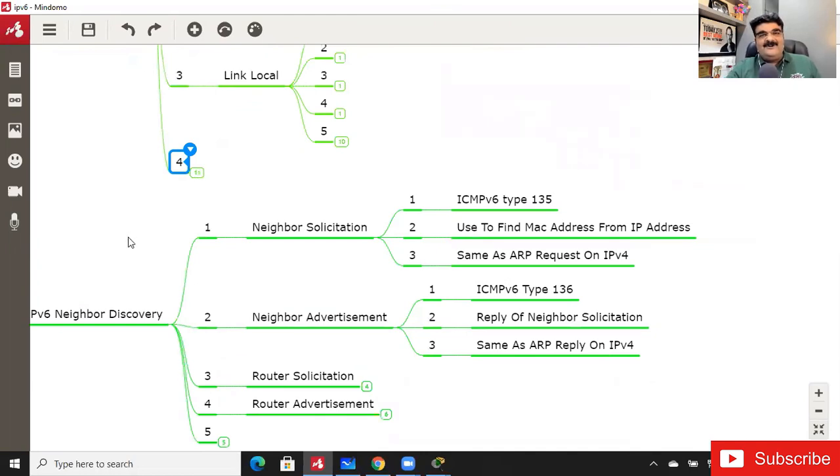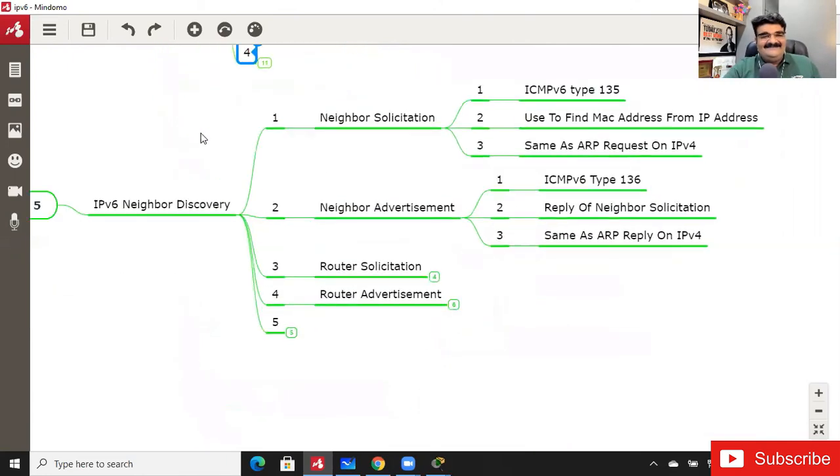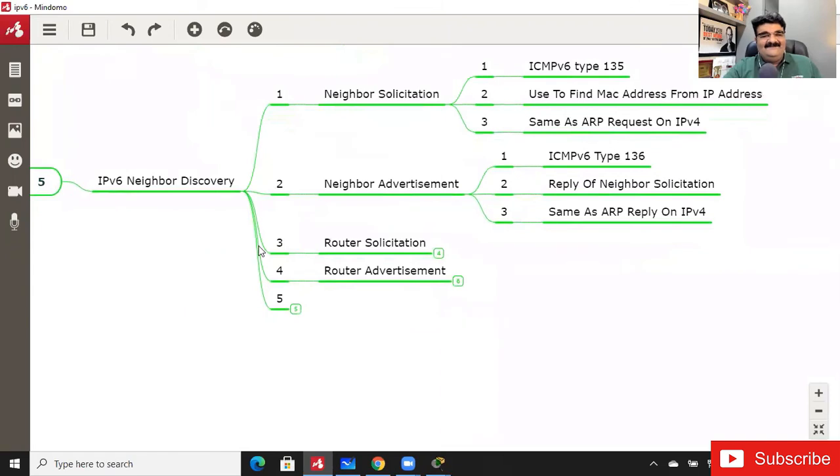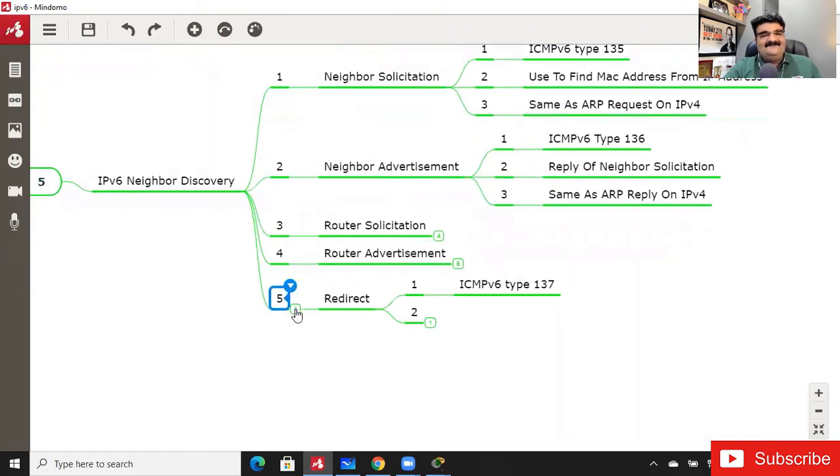Rahul Grover, your whole concept is clear. So you have wow for everything.